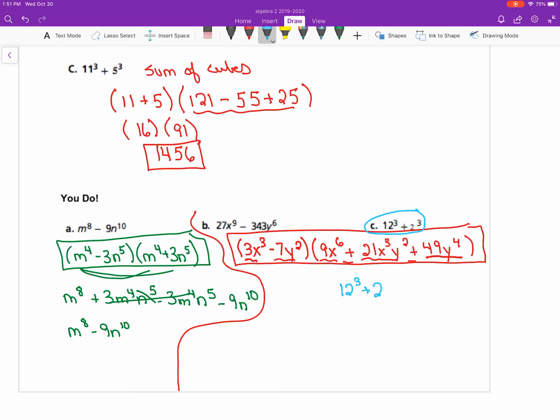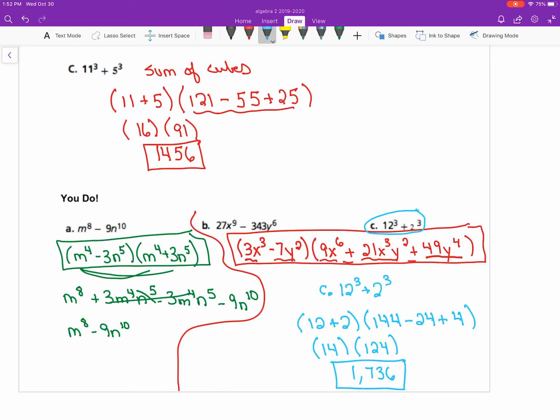All right, we'll take example C and we'll move it down here. 12 cubed plus 2 cubed is a sum of cubes, so we would have 12 plus 2. First term squared would be 144. Minus sign, multiply them together, we get 24, and then plus sign, square the last term. So in here we get 14, and then in here we get 144 minus 24 is 120 plus 4, should just be 124. And then you just multiply 124 times 14, and you get 1,736.